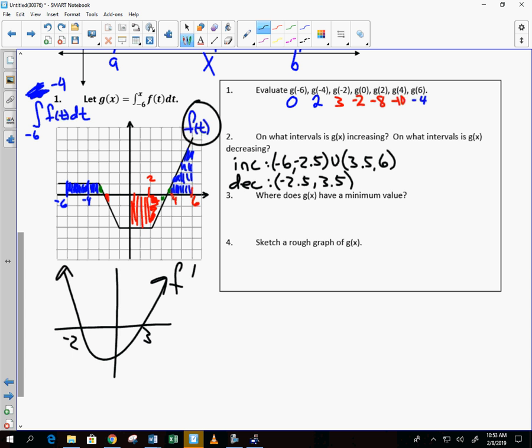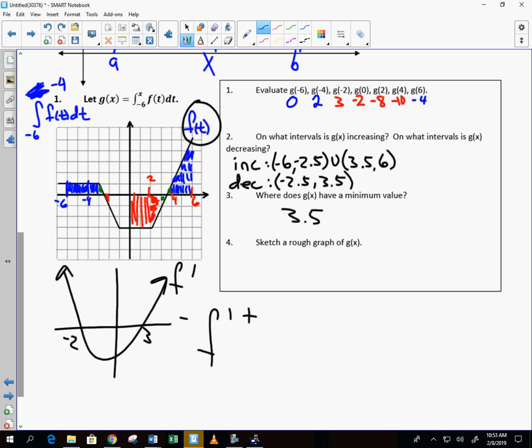Why is it at 3? When f prime changes from negative to positive, you have a minimum value, correct? So if we're wondering where g has a minimum value, we're looking at where the function changes from negative to positive. Where does f of t change from negative to positive? 3.5. And if you look at our data, it's right between 2 and 4 and 6, right in this area, that we get our smallest value. We get to -10. Excellent.